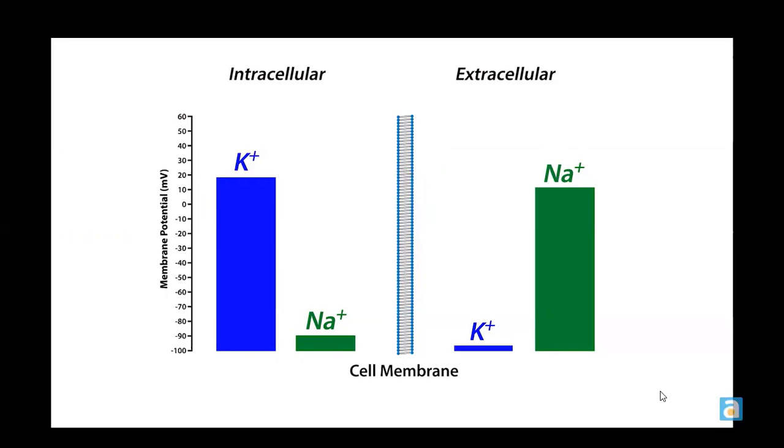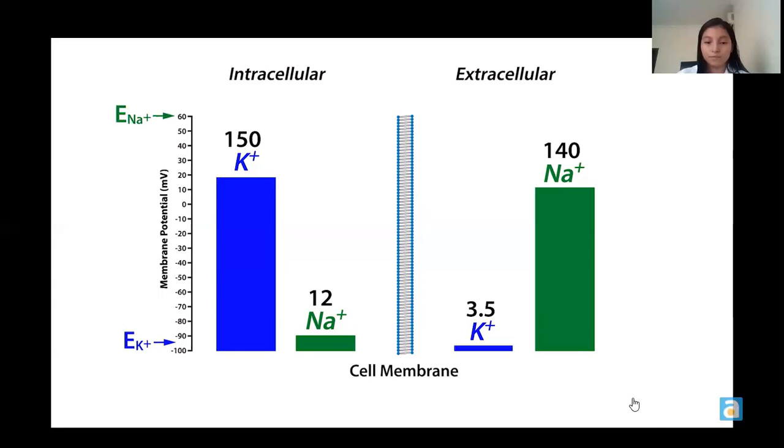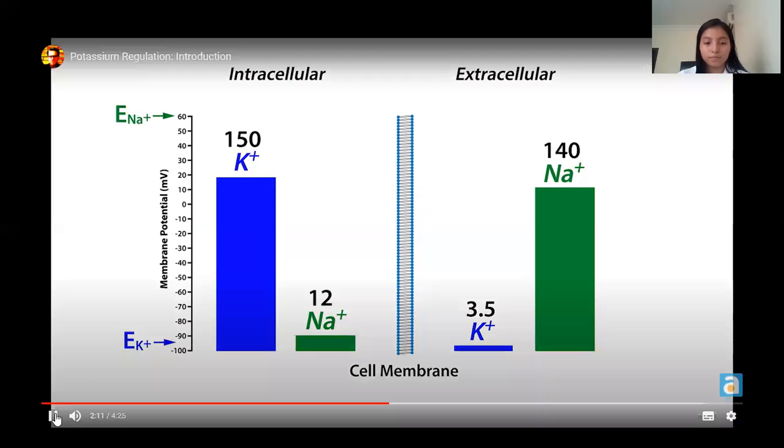For example, an intracellular and extracellular potassium concentration of 150 and 3.5 milliequivalents per liter yields an equilibrium potential of minus 95 millivolts, while an intracellular and extracellular sodium concentration of 12 and 140 milliequivalents per liter, respectively, yields an equilibrium potential of plus 60 millivolts for sodium. However, because the cell membrane is mostly permeable to potassium, as denoted by the presence of this potassium ion channel, the resting membrane potential for most cells is approximately minus 70 millivolts, which is closer to the potassium equilibrium potential.